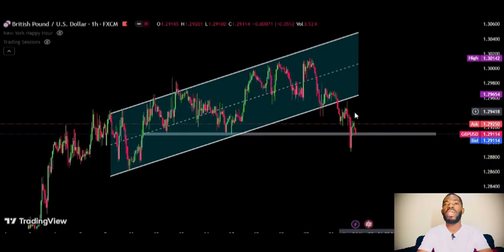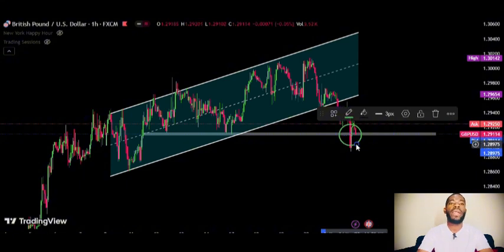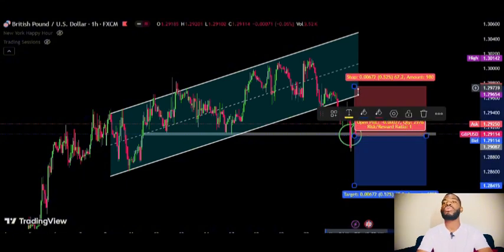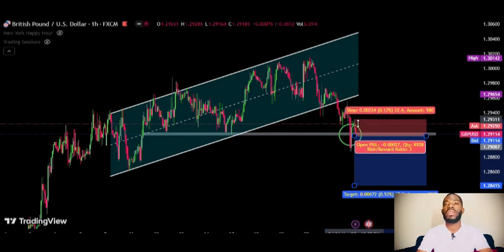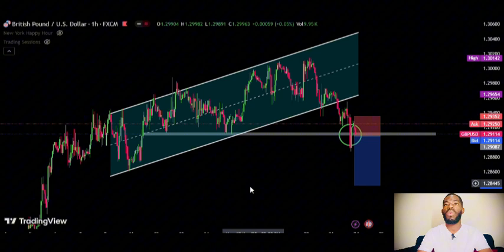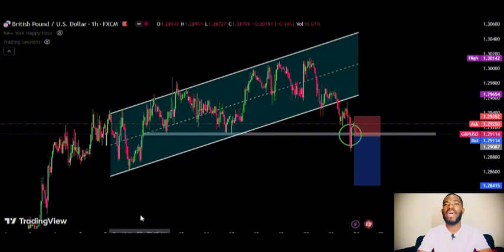So what we are waiting for is a possible break below this point. If the price breaks below here, we are going to sell next week. There is a very good opportunity for a sell next week here with GBP USD.